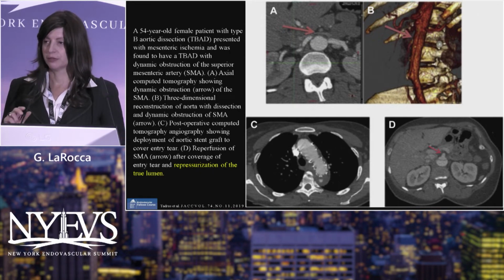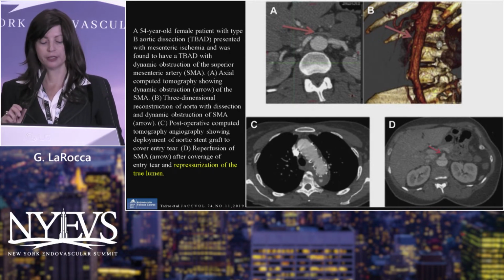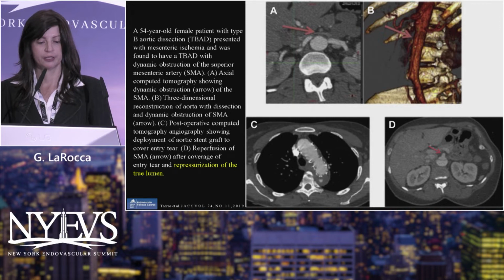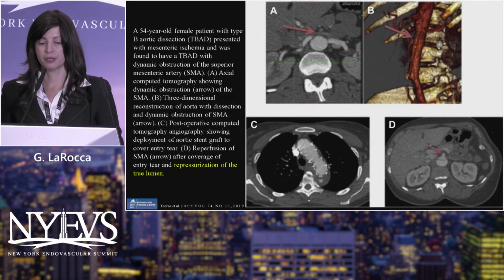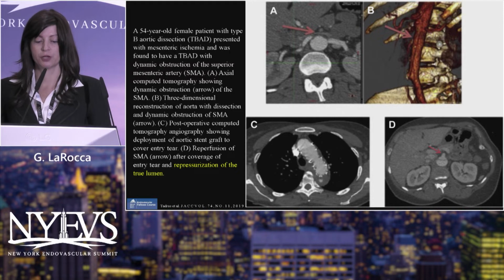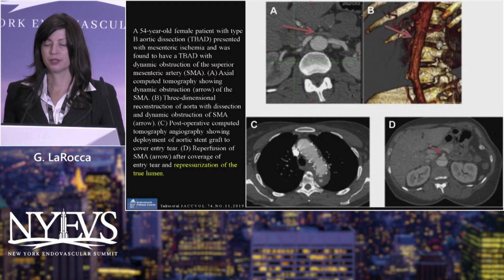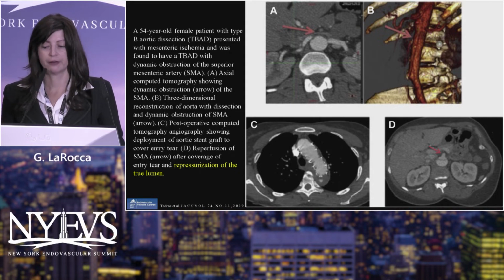So this is an example of a patient of ours here at Mount Sinai with a recent publication by our colleagues. It's a 54-year-old female with a type B aortic dissection that presented with mesenteric ischemia and was found to have a pretty dynamic obstruction of her SMA. If you look at figure A, it's a great example of an axial view of CT post-contrast, and you could see that the SMA is not filling properly here at the red arrow.